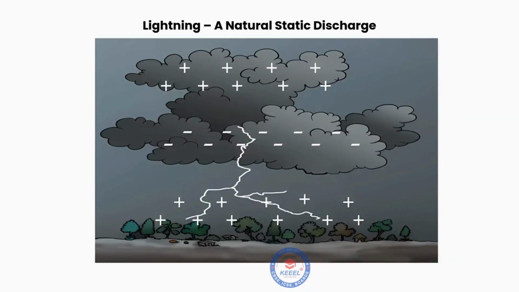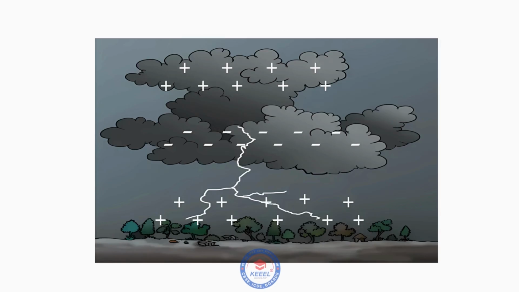Lightning, a natural static discharge. Have you seen lightning in the sky during rain? That's not just light, it is static electricity in action. Here's what happens. Electric charges build up in clouds. When the charge becomes too much, it gets released suddenly, and we see a flash of lightning. It's like nature's way of balancing charges, but in a big, powerful way.